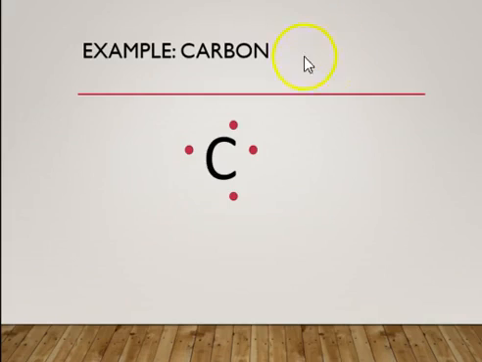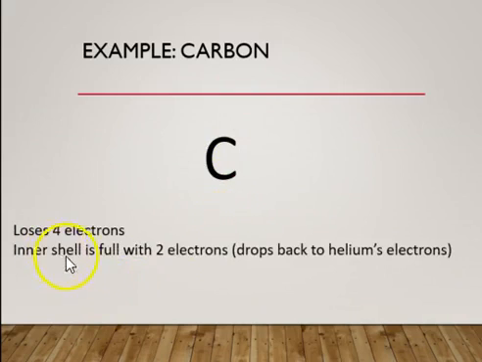How about if I make carbon a carbon ion? It doesn't say ion here, but this section of the PowerPoint is talking about ions. So it's going to lose 4 electrons. If it loses 4 electrons, then it's going to have the noble gas configuration of helium, which means it has 2 electrons.